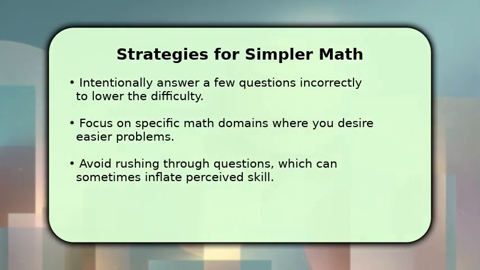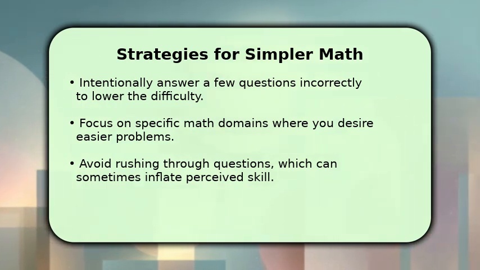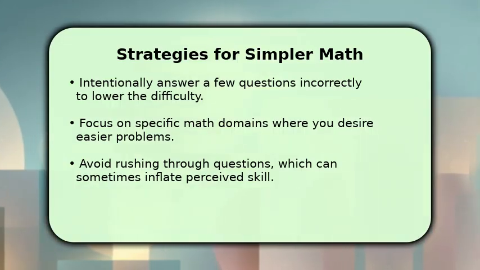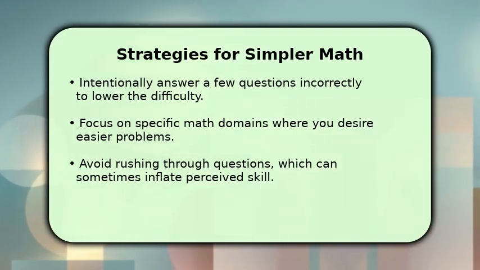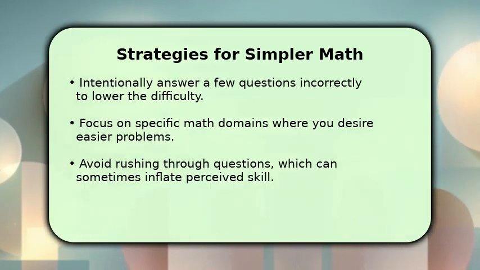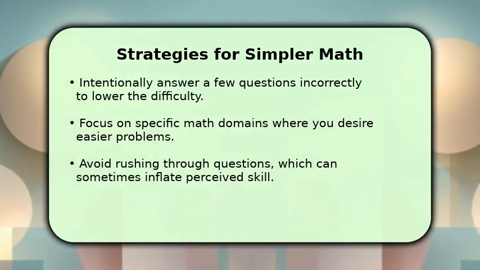One approach is to intentionally answer a small number of questions incorrectly when you first start playing or when you enter a new math domain. This signals to the game that you might need more foundational practice. Also, concentrate on areas where you genuinely want easier questions, as the system adapts per skill. Remember, consistency over speed is key.